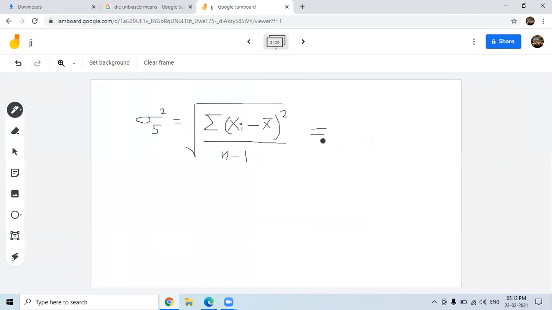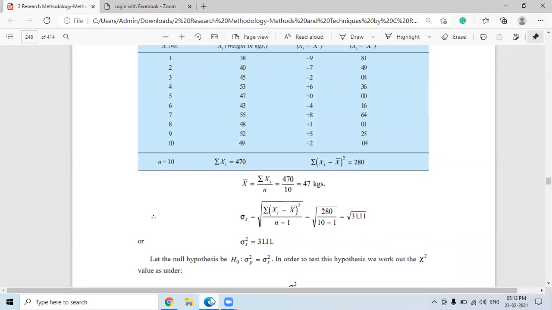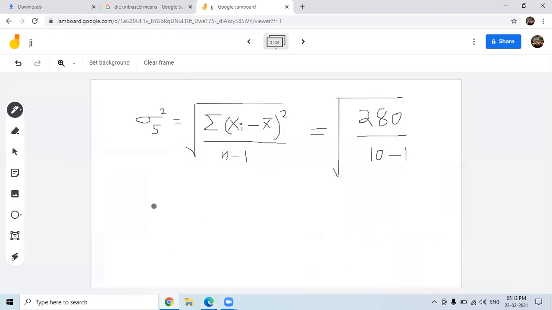So you have to substitute here. This is 280 divided by, what is n? n is 10. So 280 divided by 10 minus 1. So sigma s square is equal to 31.11.